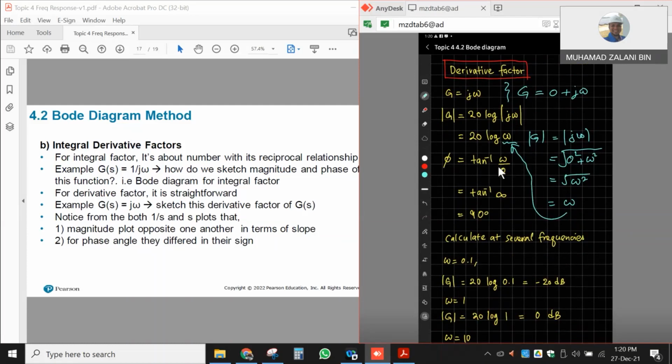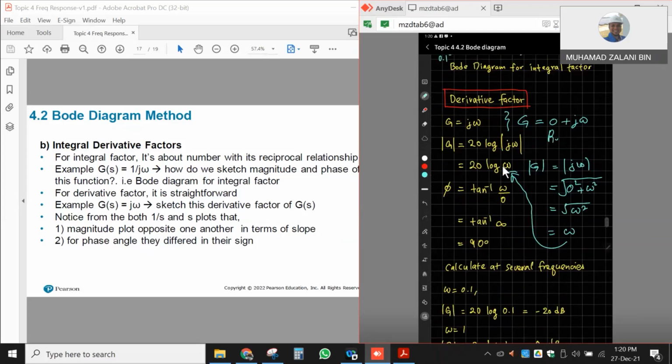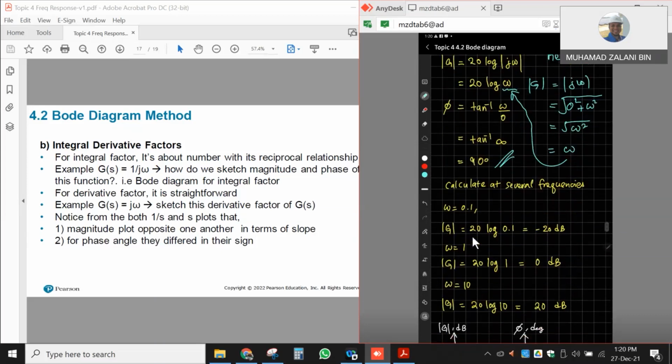But still, omega is the imaginary part divided by the real part. The real part is 0 in this case. See, the real part is 0. This is the imaginary part. The imaginary part is omega. The real part is 0. Still, we get omega divided by 0, but positive arc tangent. So arc tangent of infinity is 90 degrees. It's 90 degrees, right? That is for the phase angle.